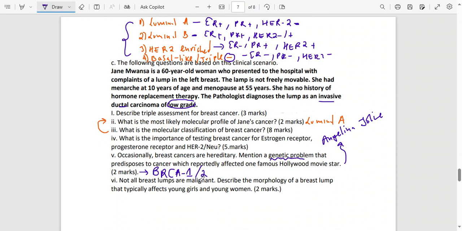Not all breast lumps are malignant. Describe the morphology of a breast lump that typically affects young girls and young women. So which breast lump morphology normally affects the young women? Because in this question, what has been mentioned is a non-freely movable lump. And you can see this woman started early menses and she finished late. So she had a longer period with estrogen. The more exposed you are to estrogen, the more likely you are to get breast cancer.